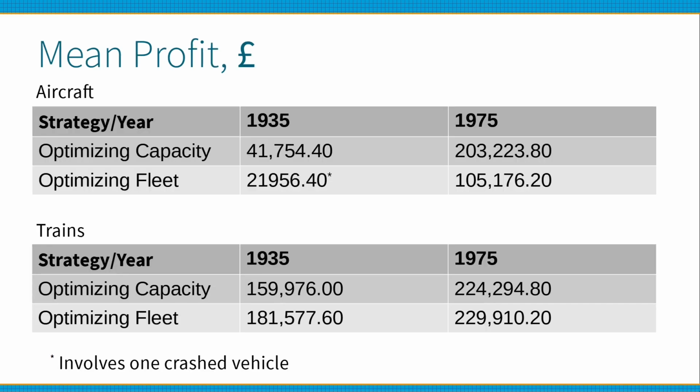So let's take a look at our mean profit. In terms of mean profit with aircraft, capacity yields the greatest profit. It is worth mentioning that in 1935, one of our fleet vehicles crashed, which is not so good. With trains, on the other hand, you typically get marginally more income or profit by optimizing the fleet. But you can see in 1935, it makes a difference. In 1975, it barely makes a difference.